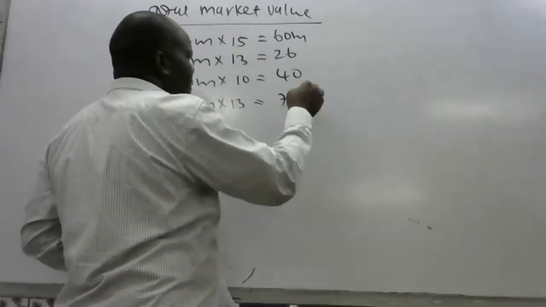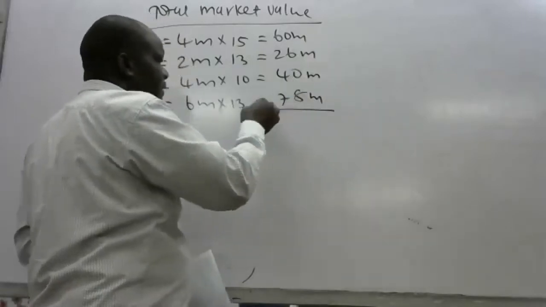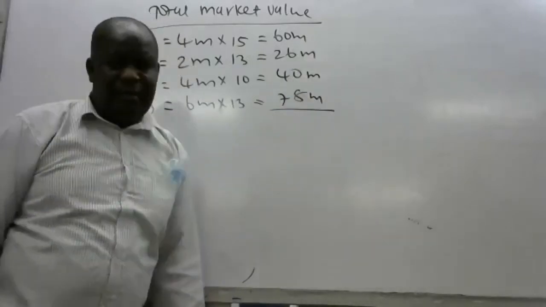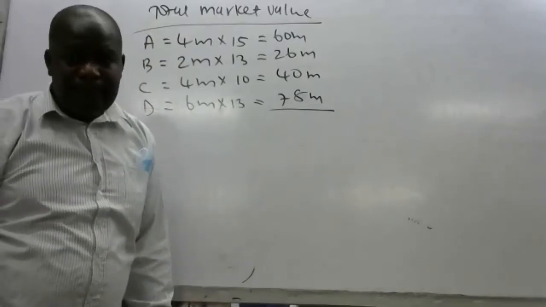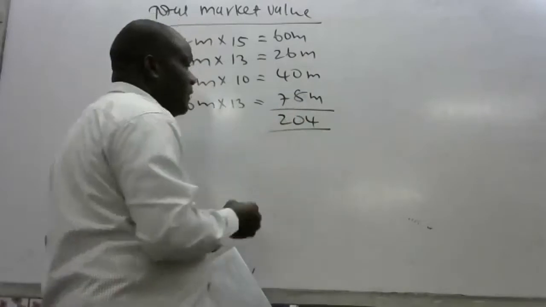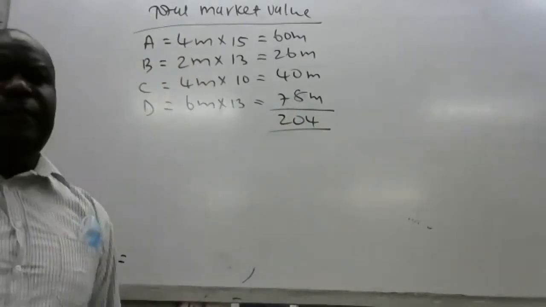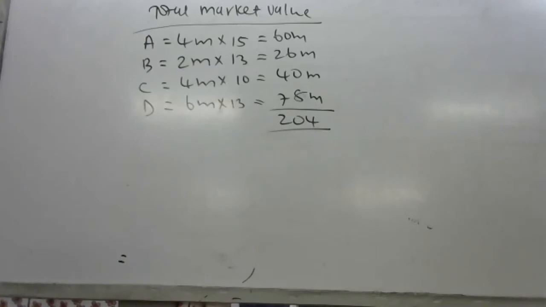So add them together and give me the values. So it is 204. So what we need to do is, first of all, to get the combined.